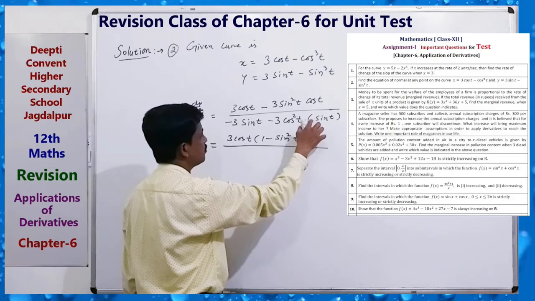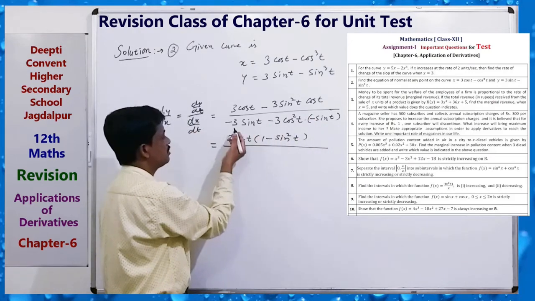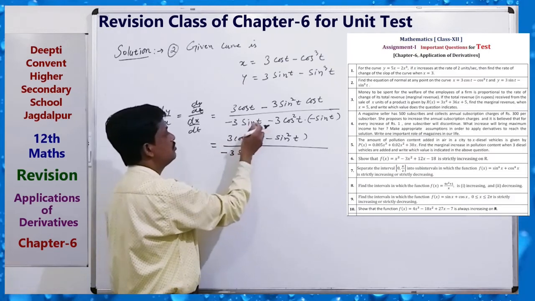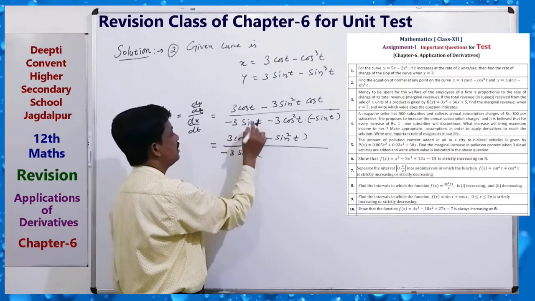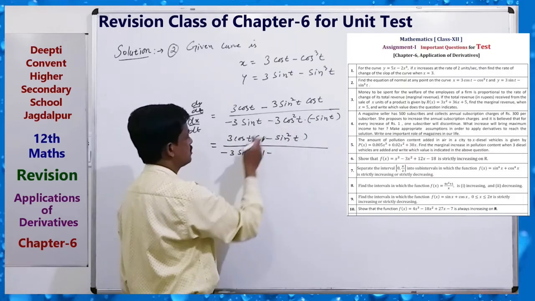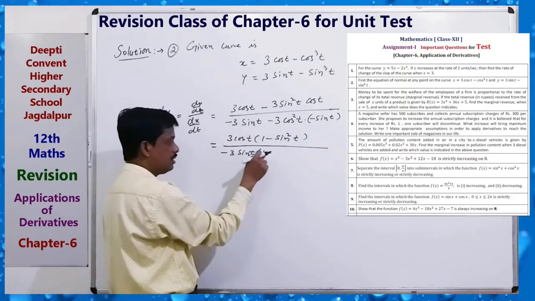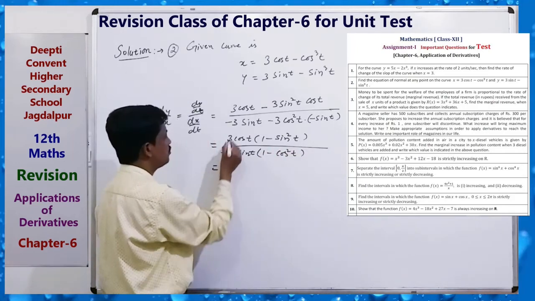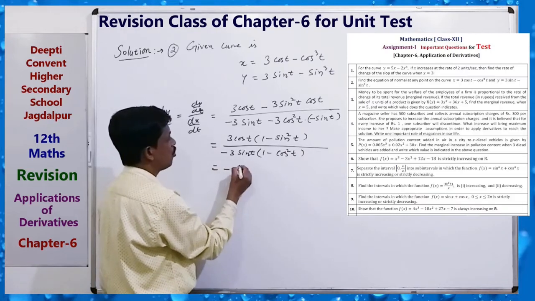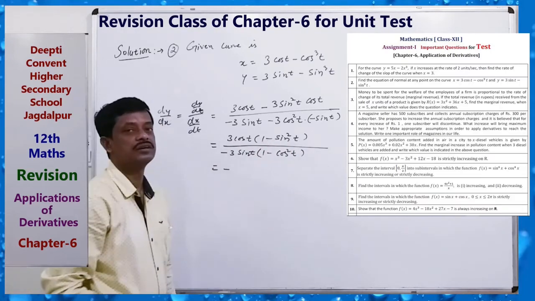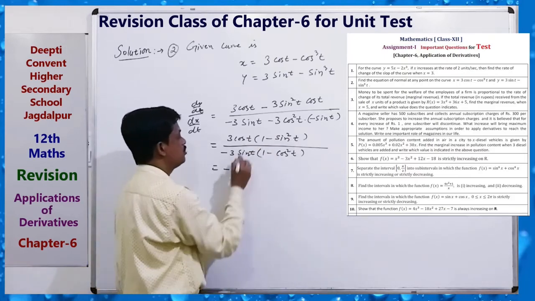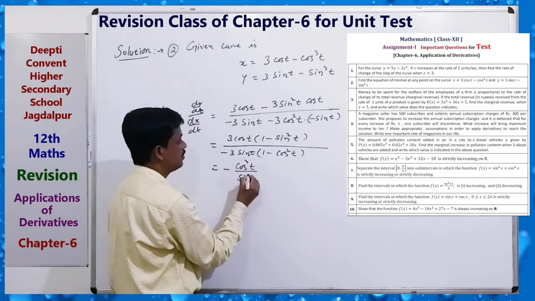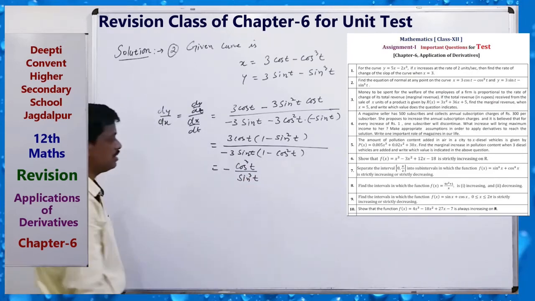Here we can take minus 3 sin t in common also. So minus 3 sin t times 1 minus cos square t, taking minus common. This equals 3 cancels, minus cancels, cos t times 1 minus sin square t, which is cos square t, and 1 minus cos square t is sin square t. So cos cube t upon sin cube t. This is dy by dx.